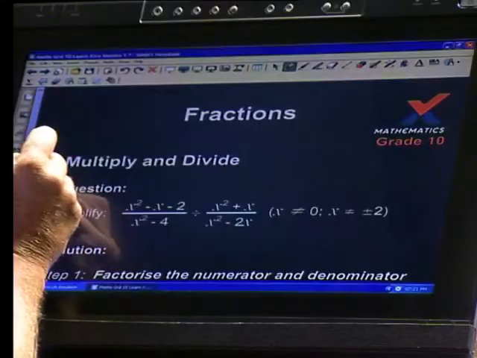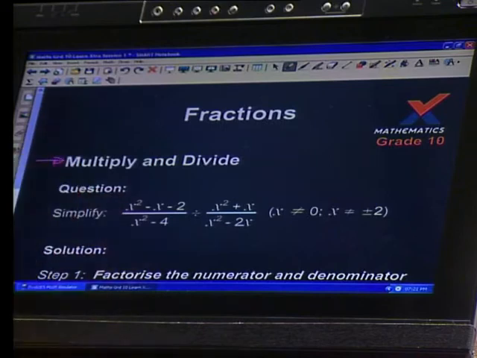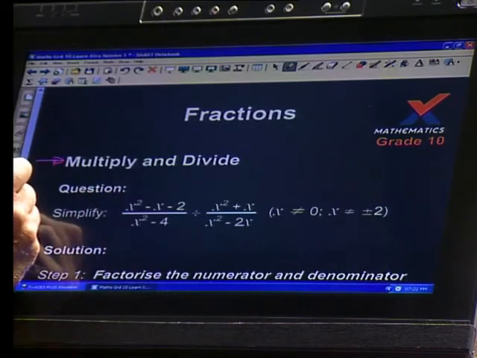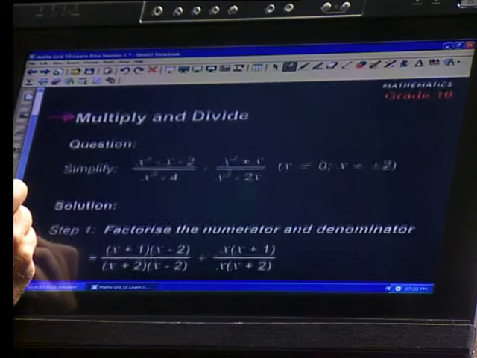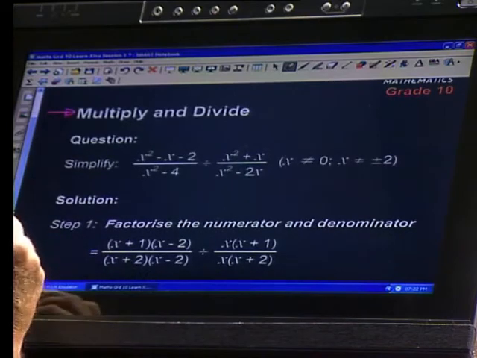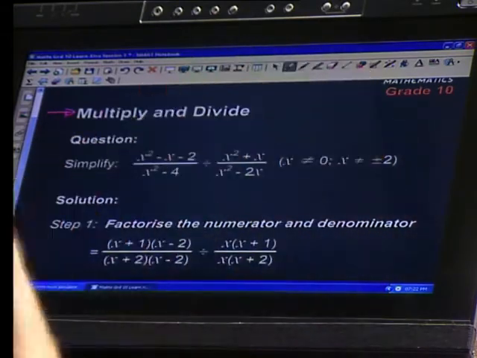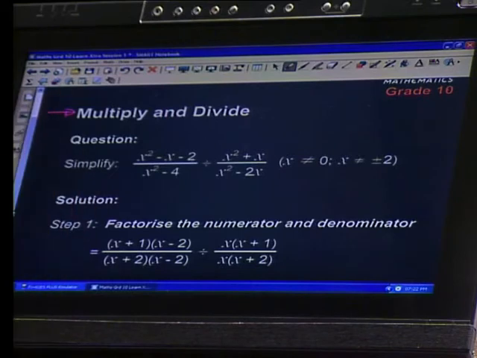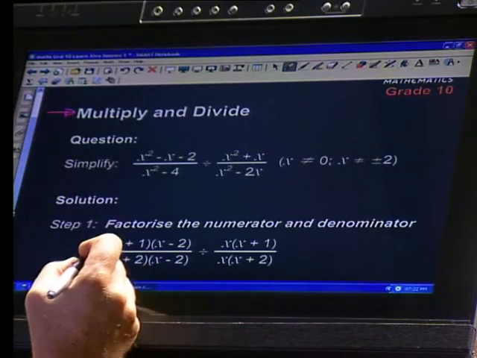Well, first of all, we're going to look at multiplying and dividing fractions. And here we have a worked solution. Just remember, with fractions, you have to factorize fractions fully first before further work. I'll say it again. Factorize fractions fully first before further work.